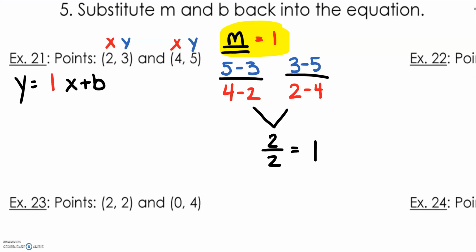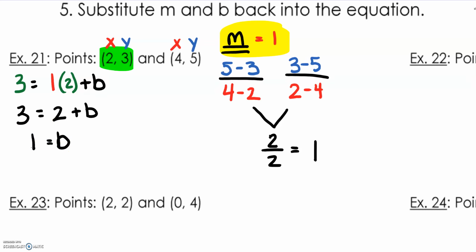So personally, I'm going to choose to use 2, 3. So that means I'm going to plug 2 in for the x value, and I'm going to plug 3 in for the y value. And now when I go to solve, I have 3 equals 2 plus b. I'll subtract the 2 from both sides and find that b equals +1. Now that I have my slope is 1 and I have my y-intercept is 1, I can create my equation. Y equals 1 times x plus 1.